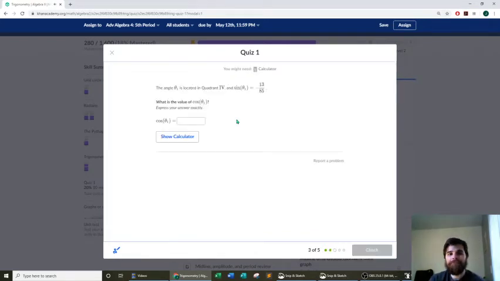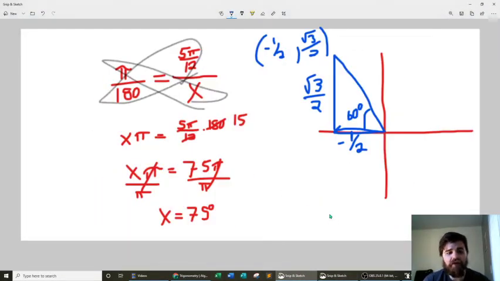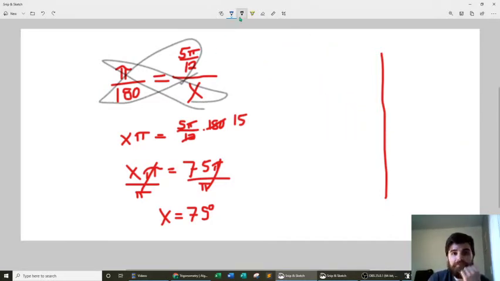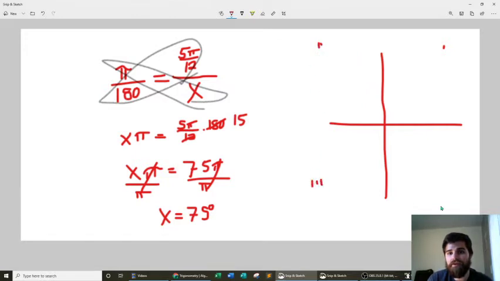Great. All right. So this one's a little bit different. It says the angle theta is located in quadrant 4, and sine of theta equals negative 13/85. So what's cosine? So this question's a little bit tricky because they want us to kind of go back to our sort of classic trigonometry. So the first thing they tell us is that this is in quadrant 4. So remember that your quadrants are labeled starting here, 1, 2, 3, and 4. So it's telling us we're down here.